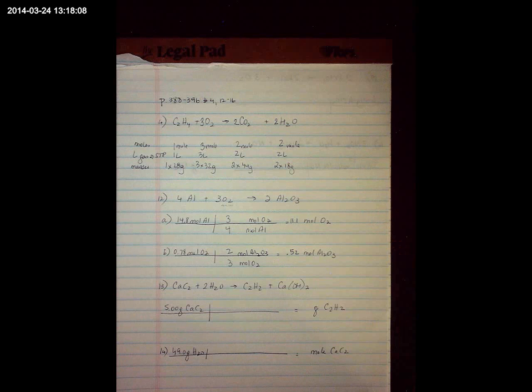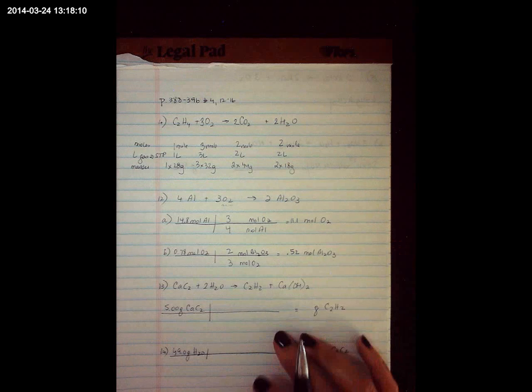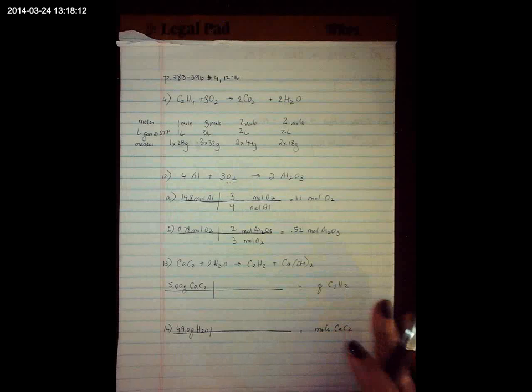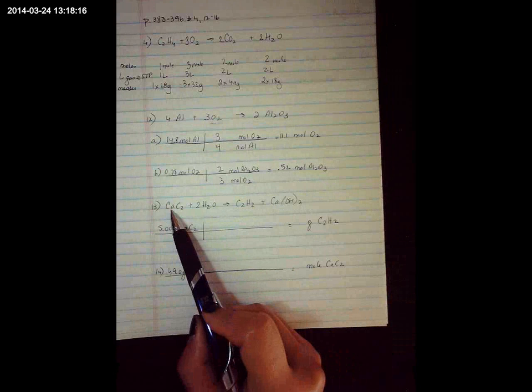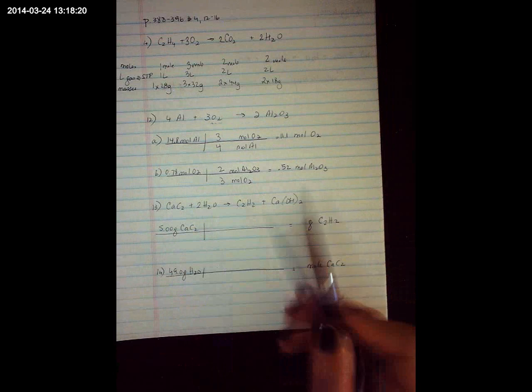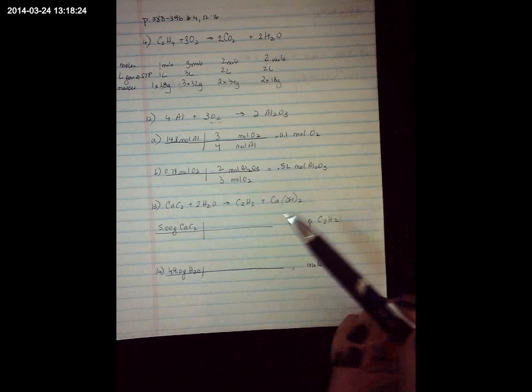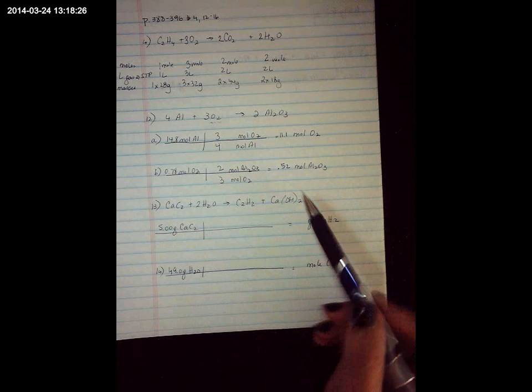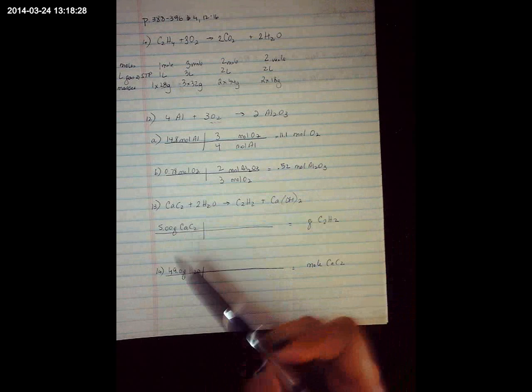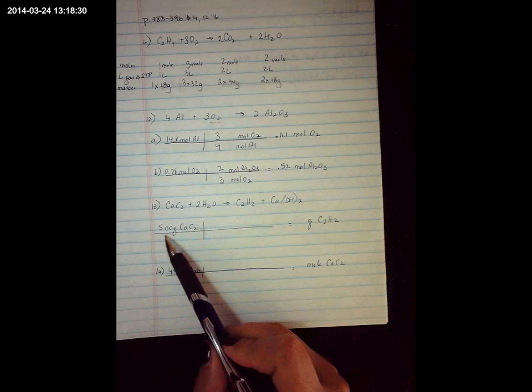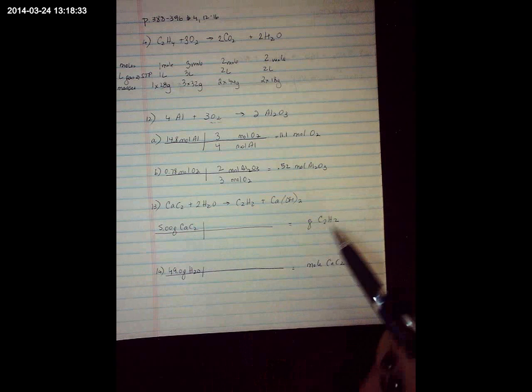Let's take a look at question 13. I have a new reaction. They tell me that I have this compound, calcium carbide, and the formula for that is CaC2. It reacts with water to make acetylene gas and calcium hydroxide. My equation's balanced, so I can go ahead and start. There's only one part to this question. They tell me that I'm starting with 5 grams of calcium carbide, and they want me to figure out how many grams of acetylene I make.